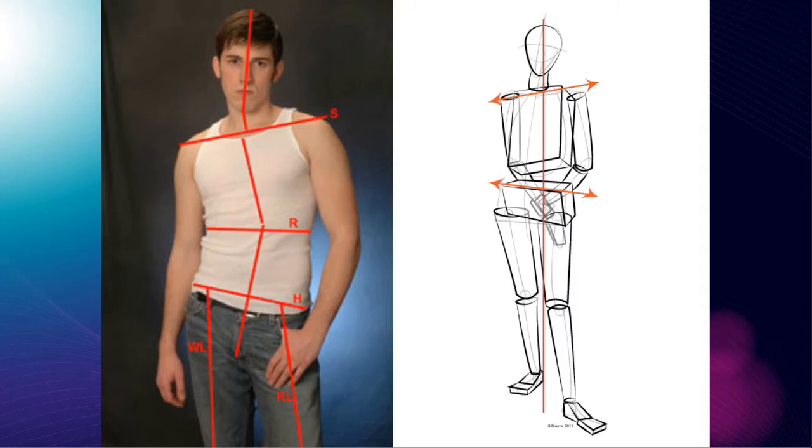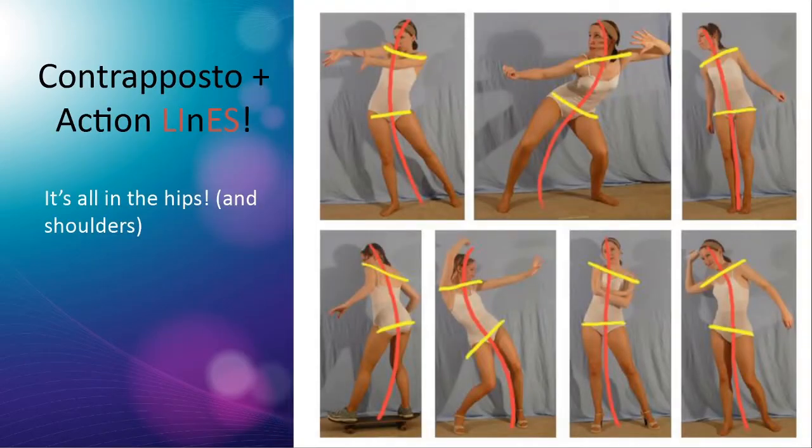Here's another example of that. This guy standing here, you can see the action line of his head and spine, and then the hips are at this angle and the shoulders are at the opposite angle. And here is a primitive figure of that. This block chest and block hips are at these opposing angles. Contrapposto is just trying to find balance for the character.